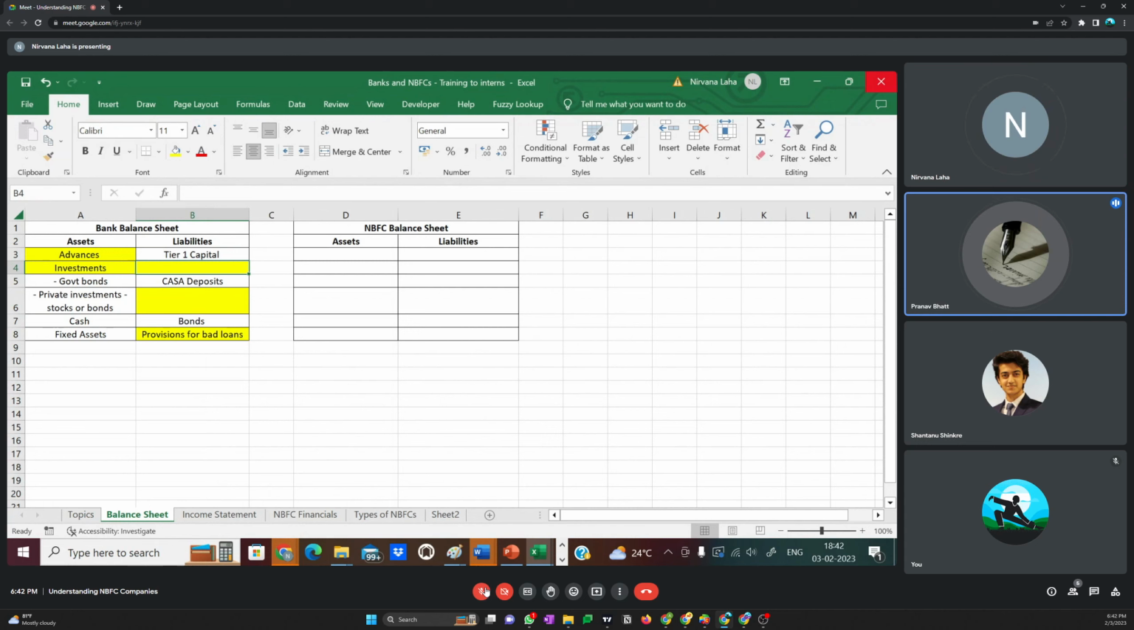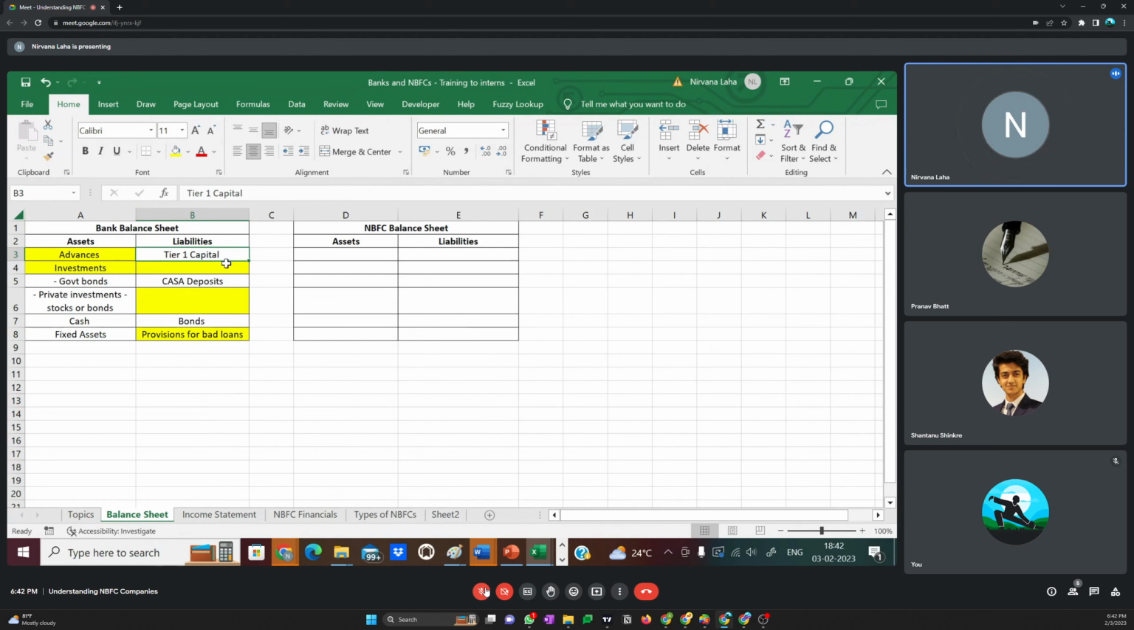Reserves and surplus, right. Reserves and surplus actually is one part of tier one capital. I'll just first help Pranav with what he said. Sure. So reserves and surplus is part of tier one capital, Pranav, right?